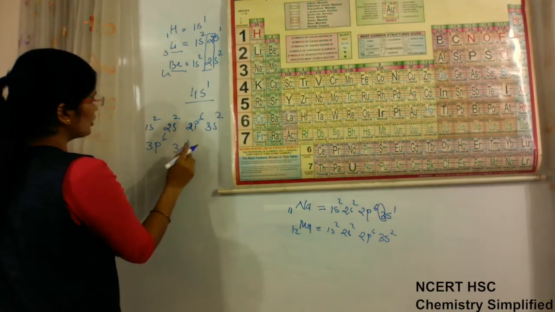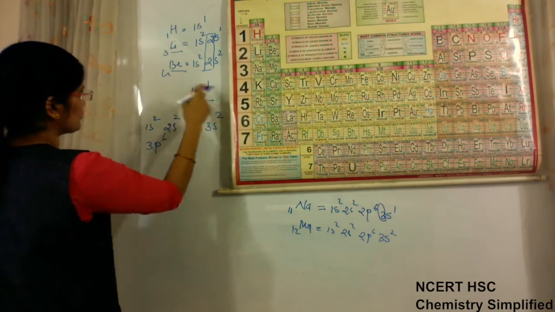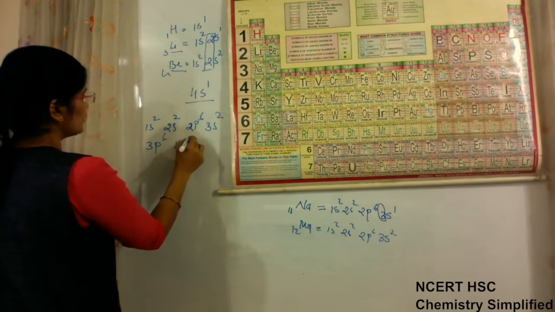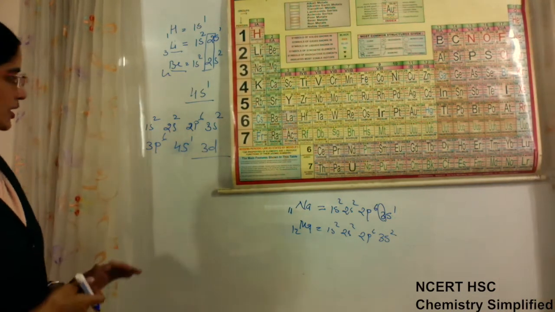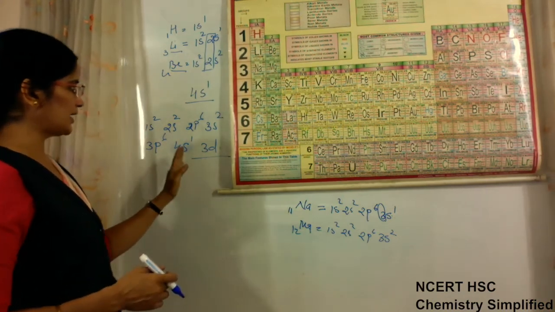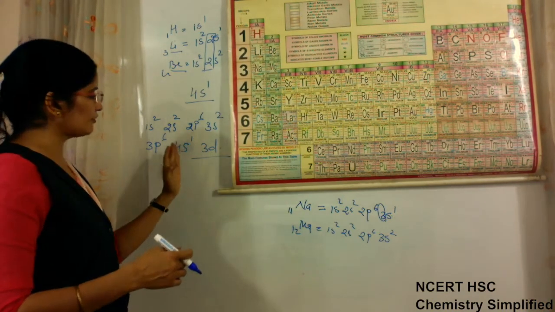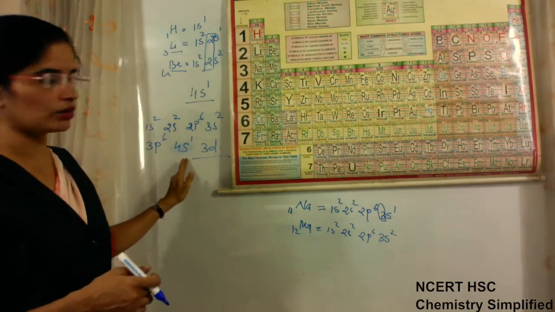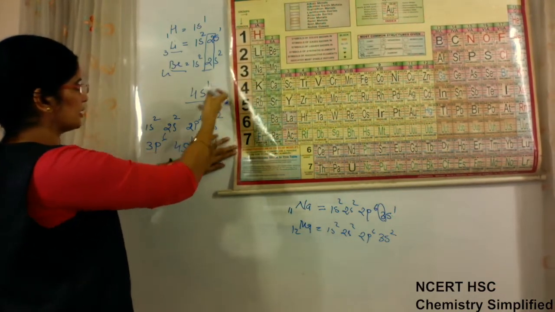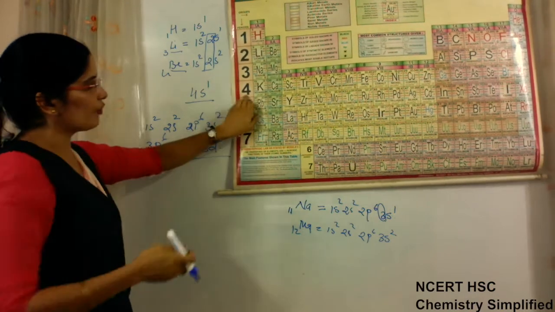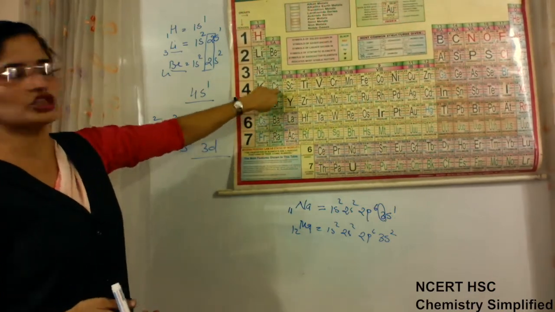But 3d will not be filled because 3d is filled after 4s. So we have 4s1 and 3d is still blank. Clear? So this order we will have to remember, that 3d will be filled after 4s is completely occupied. So the configuration of potassium we can know automatically: because it is the fourth period, it is 4s1, 4s2.